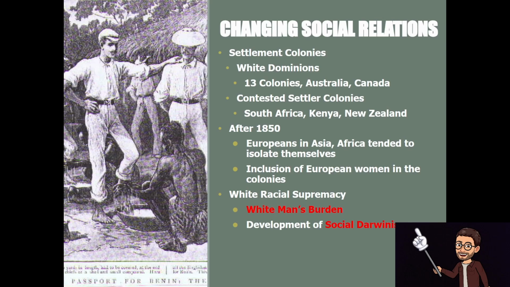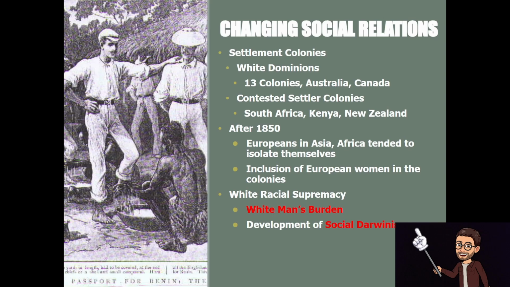Then you have contested settler colonies, where it is normally like 50-50 or 40-60 white people and indigenous people. This is going to be Kenya, New Zealand, South Africa. Again, they're like 50-50, but the white Europeans are going to consider themselves higher than the indigenous populations.